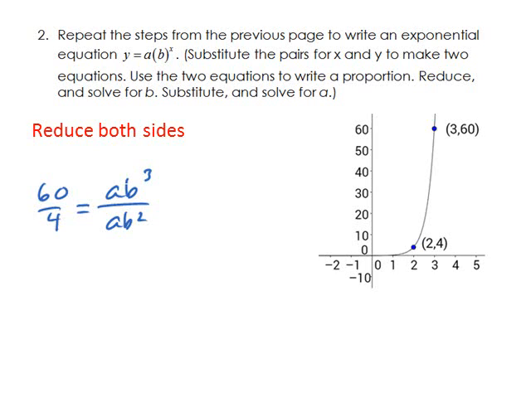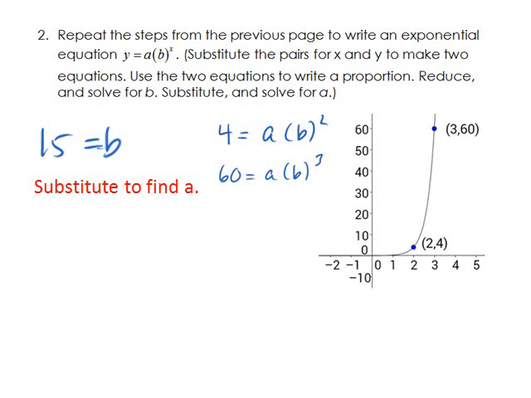Then we'll reduce both sides as much as possible. On the left side, 60 divided by 4 is 15. On the right side, the a's will cancel out, and when I subtract exponents to reduce the b's, I just get b to the first. So this tells me that b is 15.